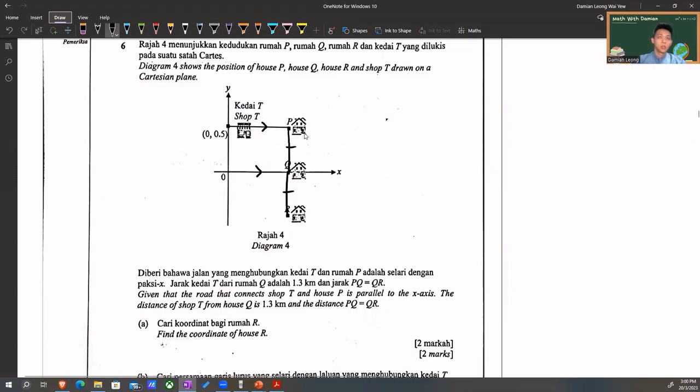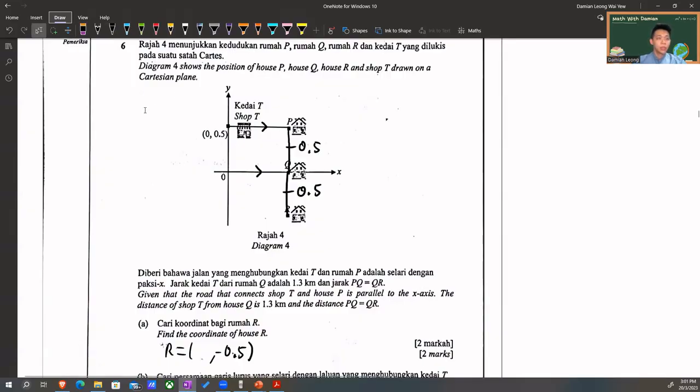Okay. So you see here, this height is 0.5. So this means this length is 0.5. This length is also 0.5. So I know the y coordinate of point R must be negative 0.5 because it goes down by 0.5 from the x-axis.